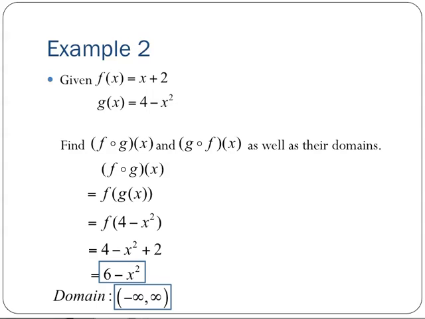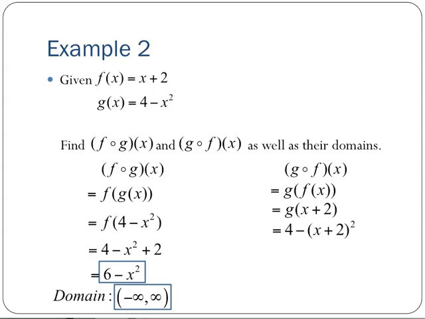Let's do it the other way around, g composed with f. So this means that f is the inner function, g is the outer function. So we are plugging in x plus 2 into our function g. So this would be 4 minus parentheses x plus 2 squared. And then if we're going to multiply this all out, we have x squared plus 4x plus 4 and then we subtract that, we combine like terms, we should end up with, well, the 4 and the minus 4 cancel each other out, so we're left with negative x squared minus 4x for our resulting function.